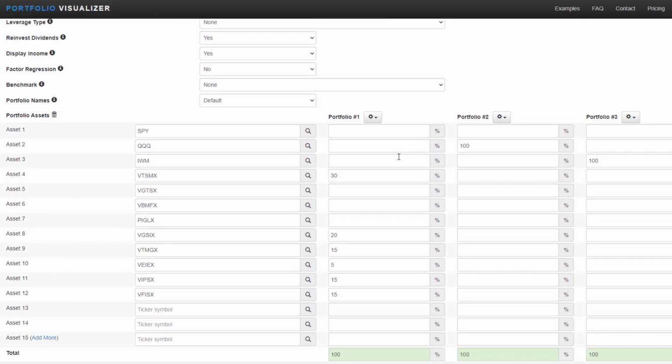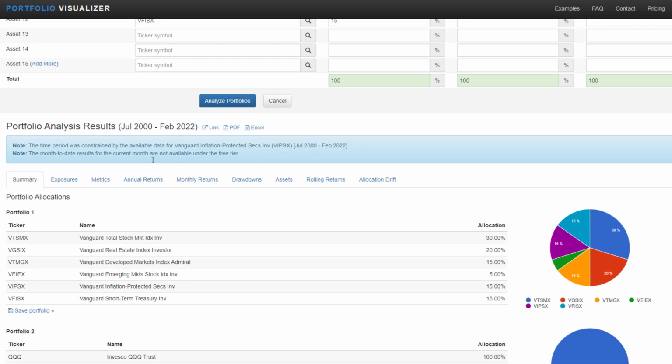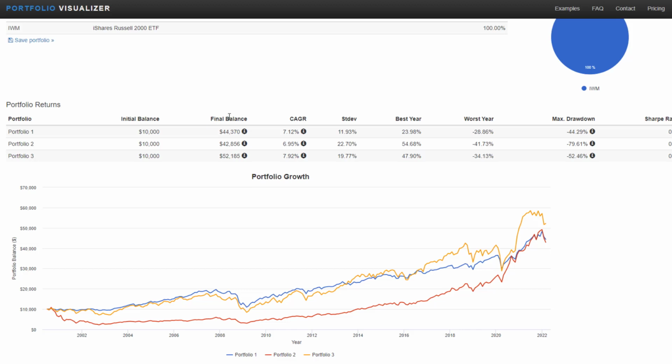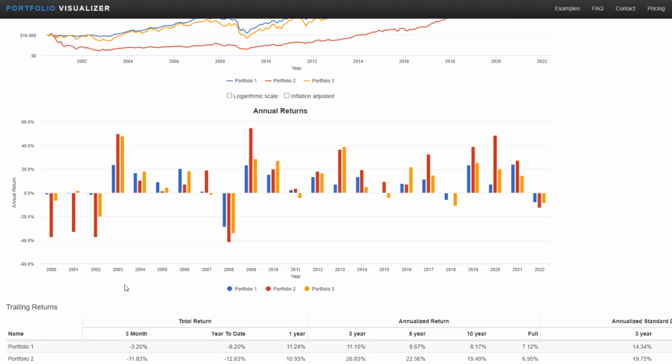And Portfolio 3 is a 100% investment in the Russell 2000. And under portfolio returns, it also has your final balance with that initial investment, and it also has a cumulative annual growth rate return. And down here, you also have annualized returns per year, and it compares each of the different portfolios.